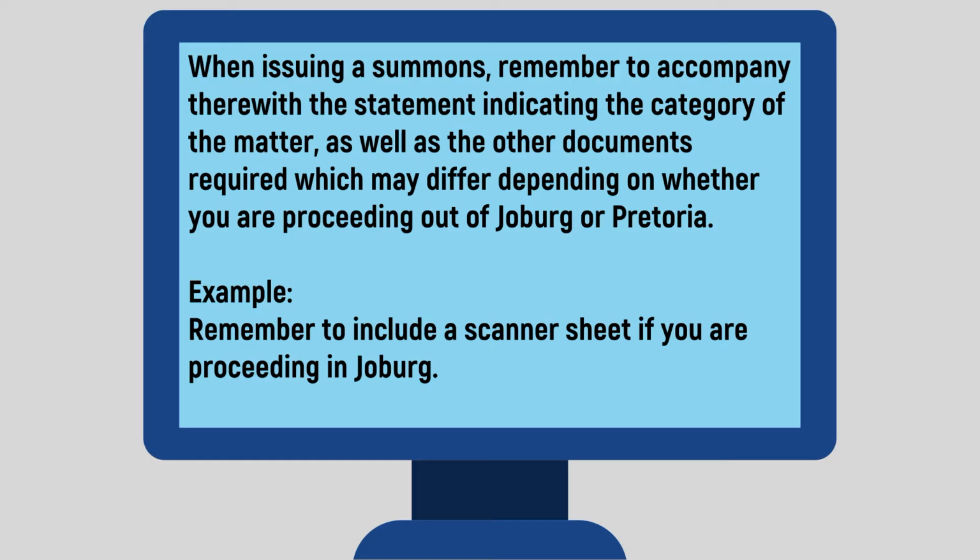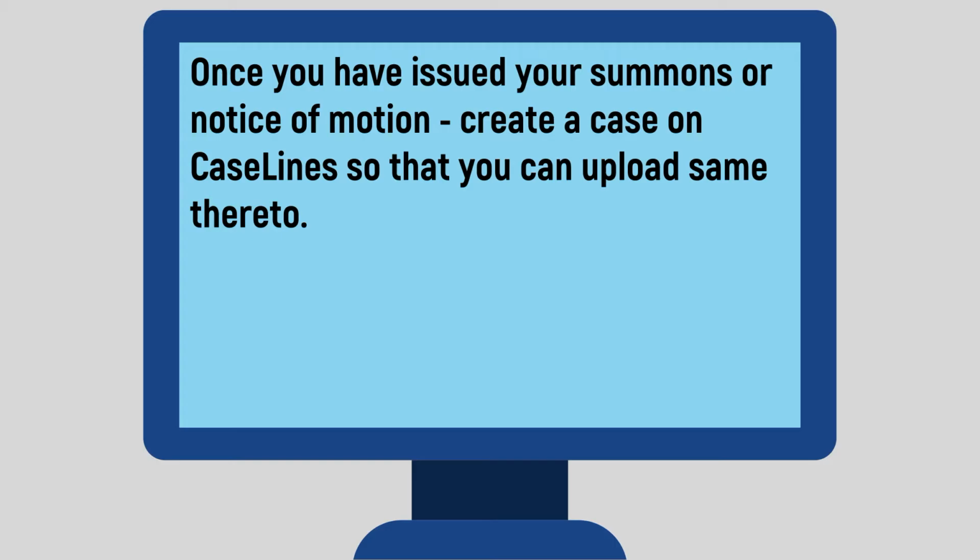When issuing a summons, remember to accompany therewith the statement indicating the category of the matter, as well as the other documents required, which may differ depending on whether you are proceeding out of Joburg or Pretoria. For example, remember to include a scanner sheet if you are proceeding in Joburg. Once you've issued your summons or notice of motion, you will need to create a case on CaseLines so that you can upload same thereto.